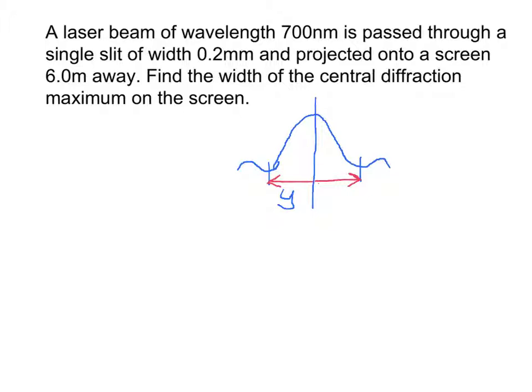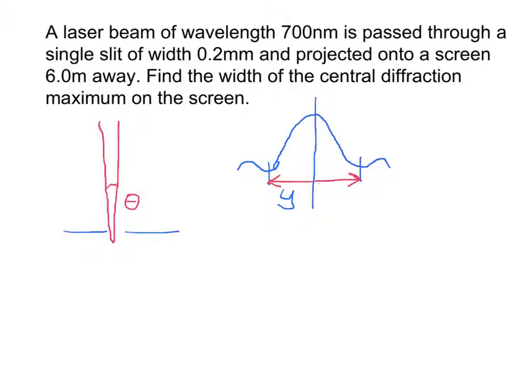So I suggest that you start by drawing yourself a diagram. Here's the gap, and here is the center line going out to the center of our bright maximum, and here is the angle theta from the first minimum. And so we'll notice that this angle theta is very small.